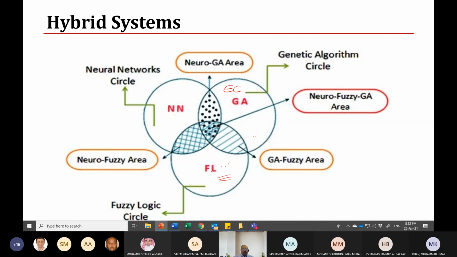Or you can hybridize all the three techniques together. You can use fuzzy, neuro, and use genetic algorithm to optimize the parameters there. So you can hybridize each two techniques together, and this hopefully will give you a better technique which combines the advantages of both and avoids the shortcomings of these techniques.